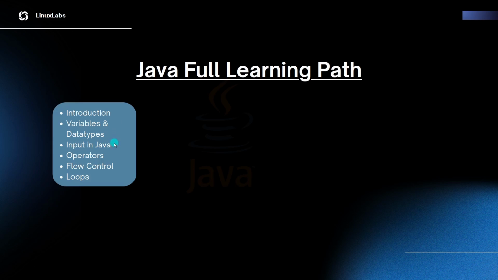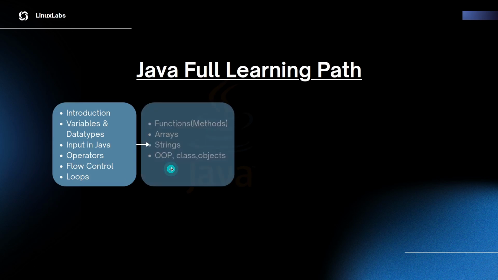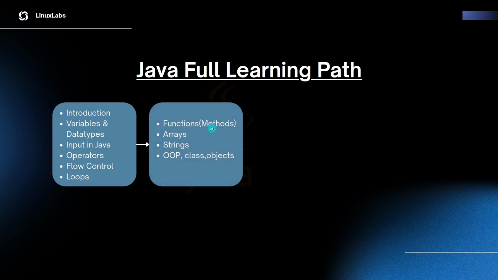And then we'll go to input in Java, how you type something in your keyboard and it will show up in the console or in your code. Then we have operators, where we'll see types of operators in Java. We'll go to flow control, where we learn about if statements. Then we go to loops, where we learn things like for loops, do while loops, and while loops. Then we move on to functions, or technically methods, because I told you methods are just functions. The only difference is that methods are inside a class.